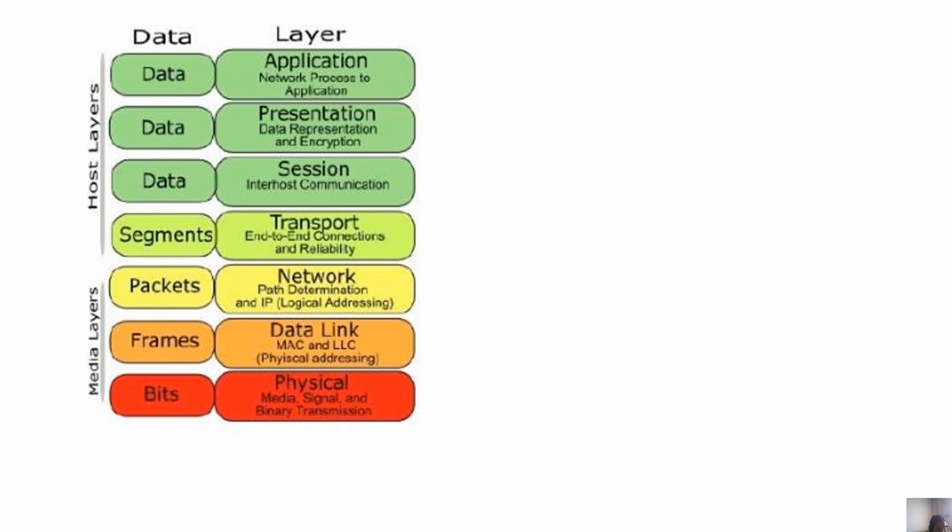In host layers, these are the top 4 layers which focus on application level communication and ensuring the data is in the right format. And we have media layers. The media layers, the bottom 3 layers, handle the actual transmission of the data across the network.